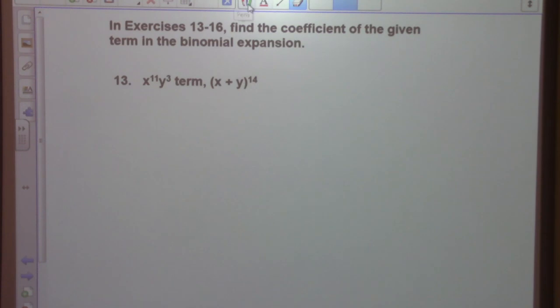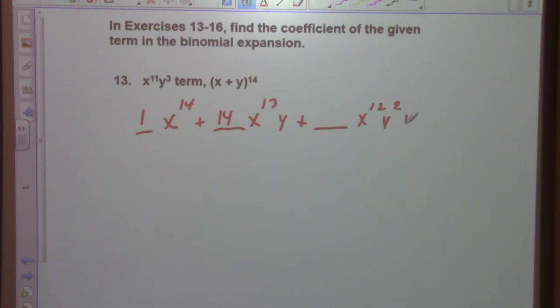Now, in the case of this one right here, I'll do my t-shirt one later, but we know the first term is going to be 1, x to the 14th, right? And the second term is going to be 14, x to the 13th y, and then the next term is going to be some number we don't know yet, but x to the 12th y squared, and then the next one, which is the one we really want, is some number x to the 11th y cubed.